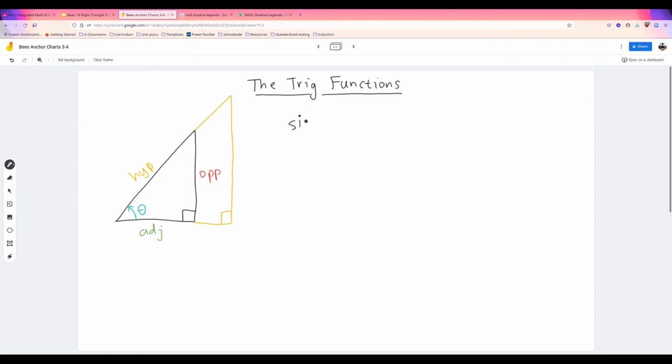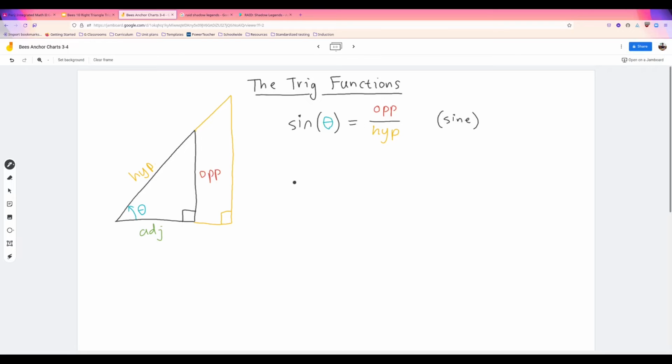But we can write some new notation. So sine of theta is equal to the opposite side divided by the hypotenuse. And the full name is the sine. So it's not called the sin, it's called the sine.